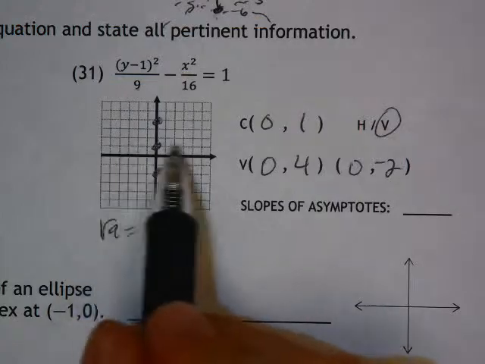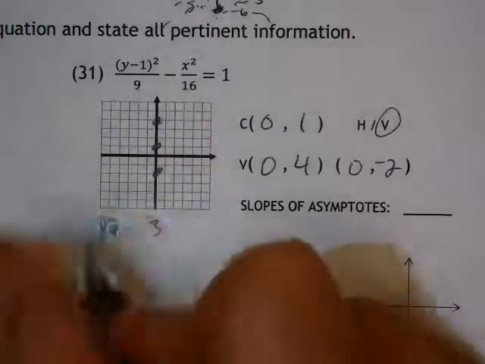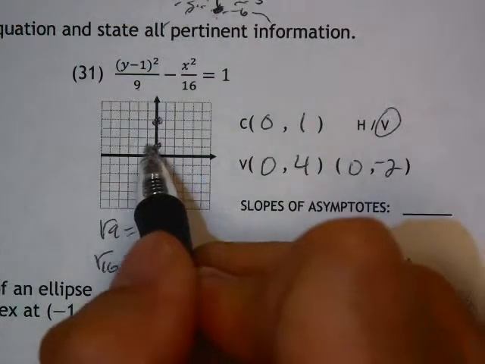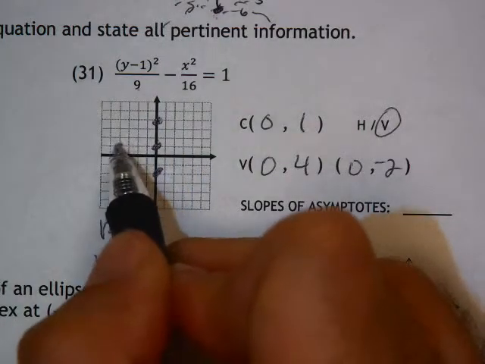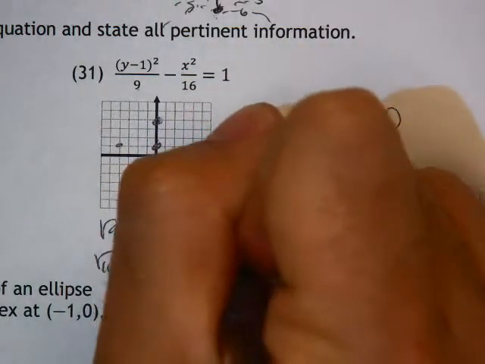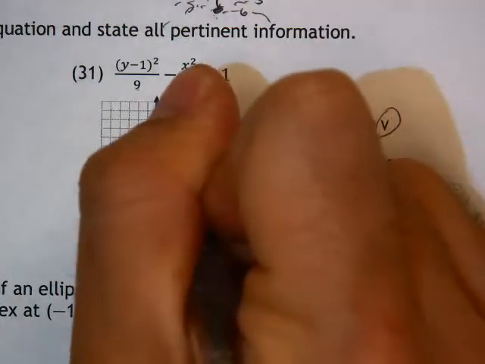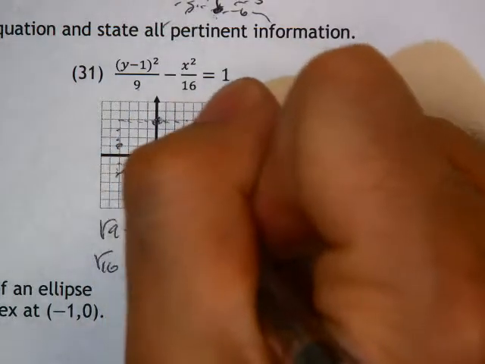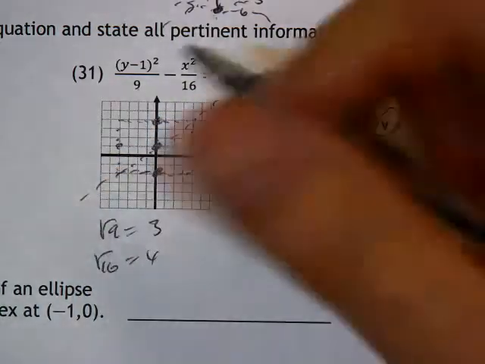Now for the other points to make the box, the square root of this 16 is 4. So I'm going to go left 4 from the center. 1, 2, 3, 4. And right 4. 1, 2, 3, 4. Now that I've got those 4 points, I can go ahead and draw the box. I can draw the asymptotes going through the middle to make the x.